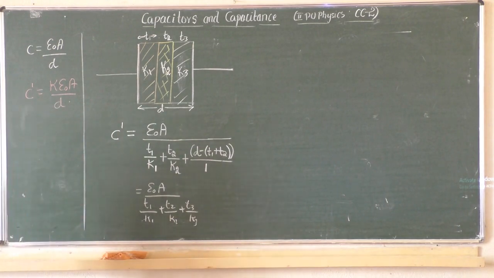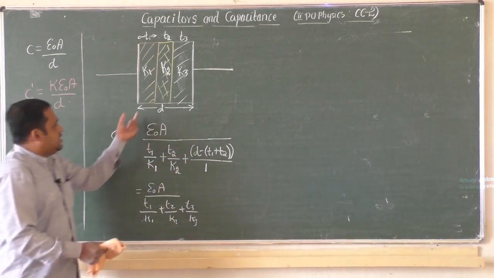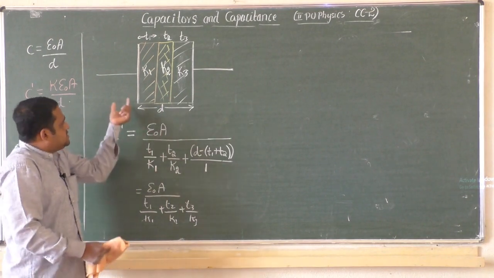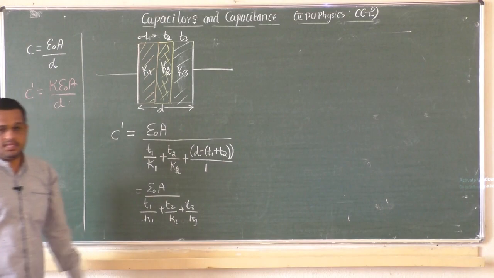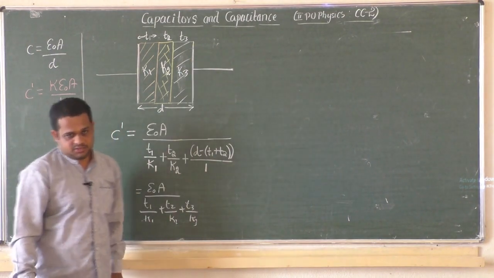Okay, this is the formula to calculate the capacitance of the capacitor when a number of dielectric media having same area but different thickness is introduced between the plates of capacitor. You can use this formula for n number of dielectrics.